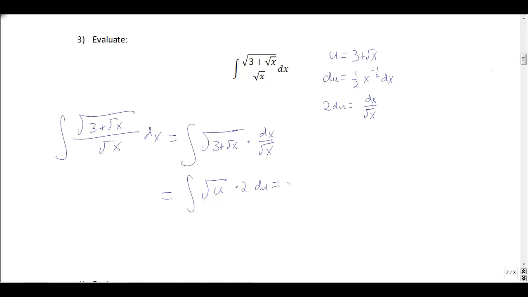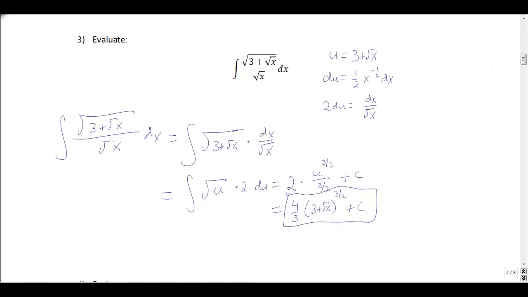And so what I get now when I do my antiderivative, I have 2. Remember, square root of u is u to the 1/2. So when I do an antiderivative, I add 1 to 1/2 to get 3/2, and then I divide by that exponent 3/2, and I get my plus c. Dividing by 3/2 is multiplying by 2/3, so I get 4/3 u to the 3/2, but u is 3 plus square root x. And there I have my answer.